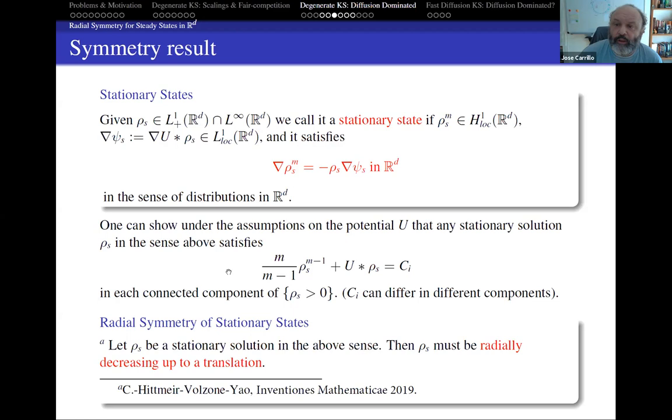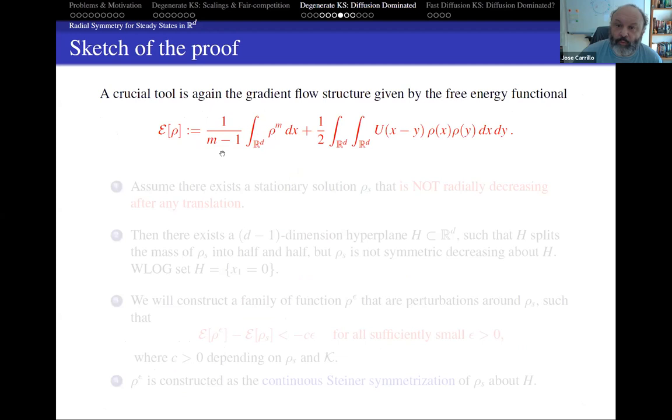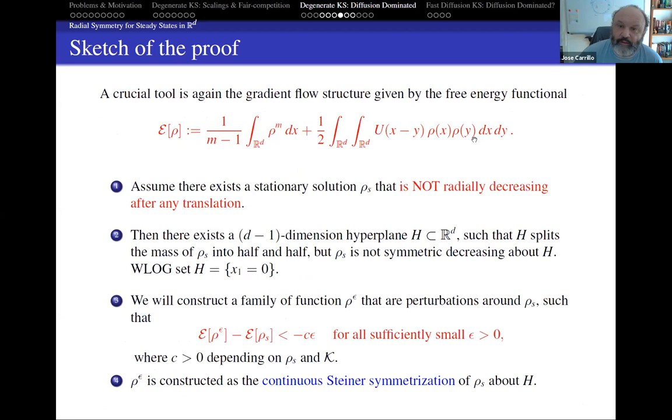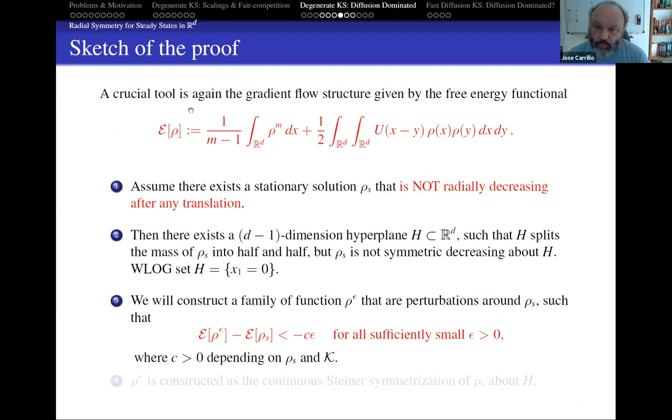uses two ingredients. First, one thing I already mentioned before, that we have a gradient flow structure and that there is a free energy functional. And the second ingredient is to use that being a steady state means that, when you do perturbations around the steady state, the first term in the expansion must vanish, and then the second term that appears in the expansion has to be of second order. And what we show is, in fact, that we can find a direction in which we decay the energy that contradicts that fact.